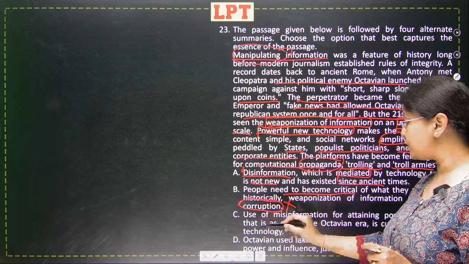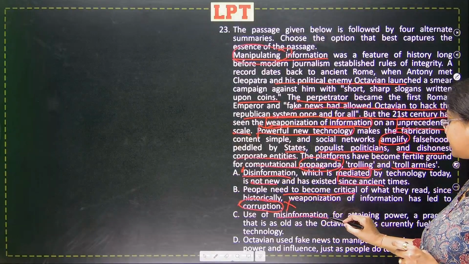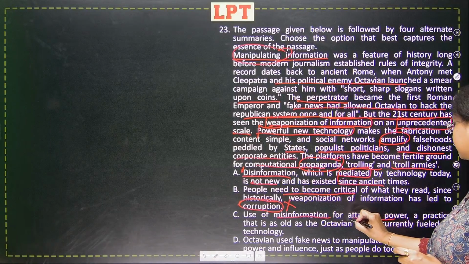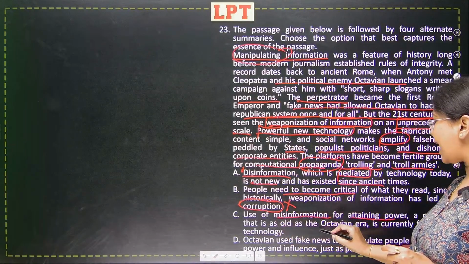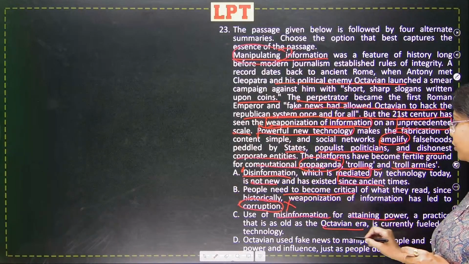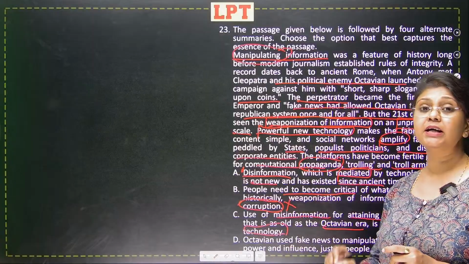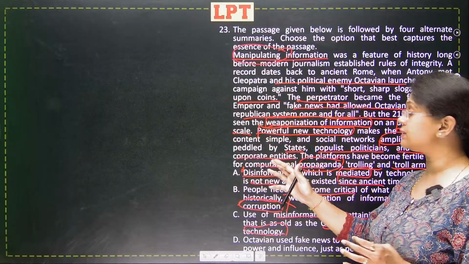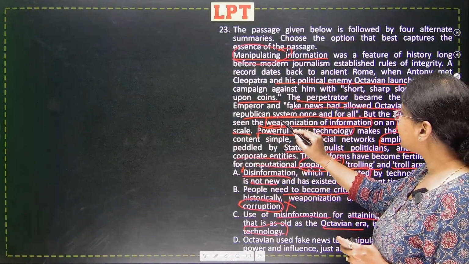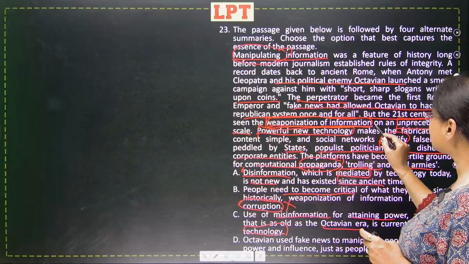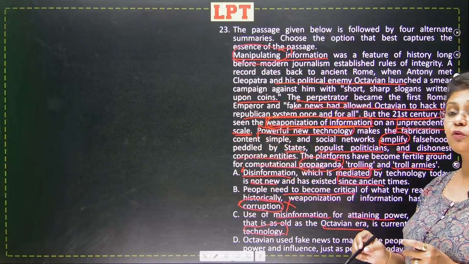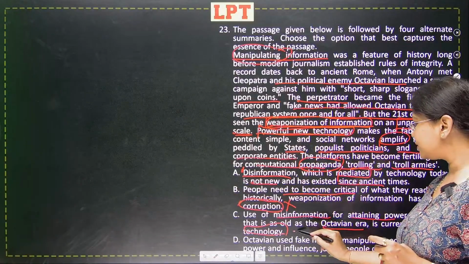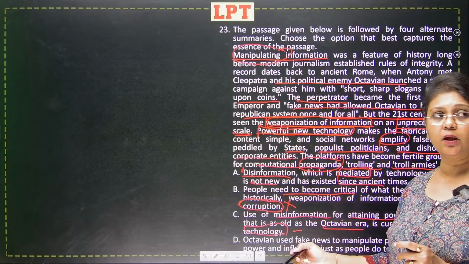Let's look at the C option. It says use of misinformation or manipulating information for attaining power. A practice that is as old as the Octavian era is currently fueled by technology, right? So you have a clear mention of technology here, and this is what we were looking for, because when we were discussing here, we said here that it was weaponization of information on an unprecedented scale, and it was fueled by powerful new technology. So this finds a mention in this option. So seems okay.